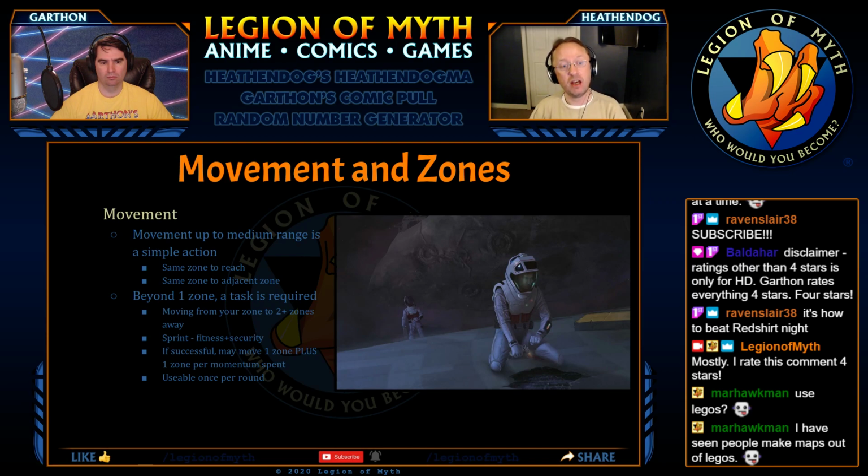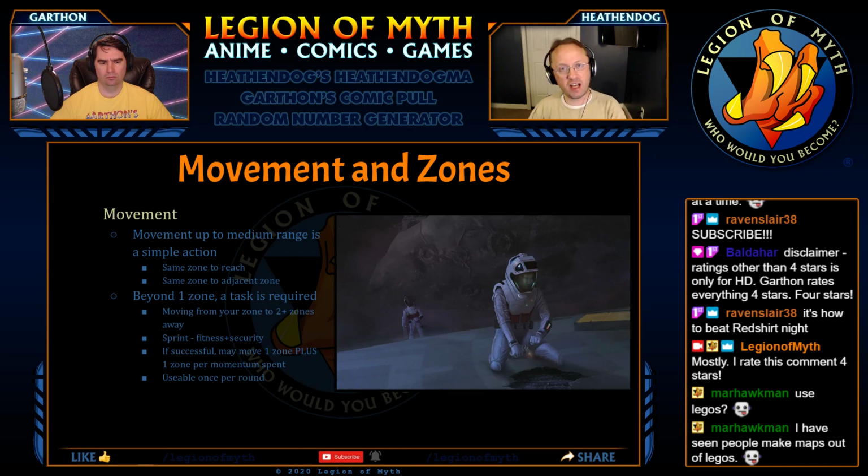Now, if you want to go beyond one zone in your movement, that is not free. That will take a task. You have to use the task sprint. You take your fitness plus security. It is usually a difficulty 0 task, which means you don't really have to roll. It's just a task, so it takes away your action for the round. You're basically sprinting away or toward somebody. You can't do anything else. Now, if there's terrain modifiers or slippery, whatever, or natural barriers to get by, then the difficulty goes up. You have to roll and actually roll some successes to actually clear that distance.